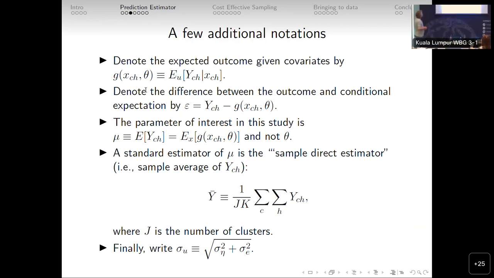So the most obvious estimator is simply the sample mean, right? So say we observe the poverty status for every household in the country, Y bar is simply taking the average of all households in all clusters. Think of it as average income or the poverty rate. Where J here is the number of clusters, and K is the number of households within clusters, and for ease of exposition, we're just going to assume the same number of households in every cluster.